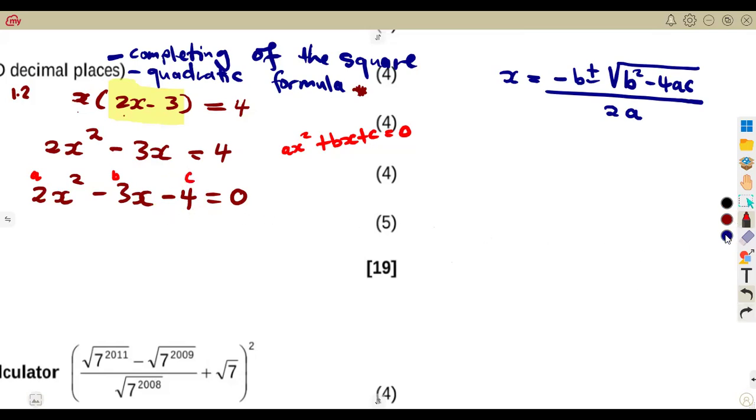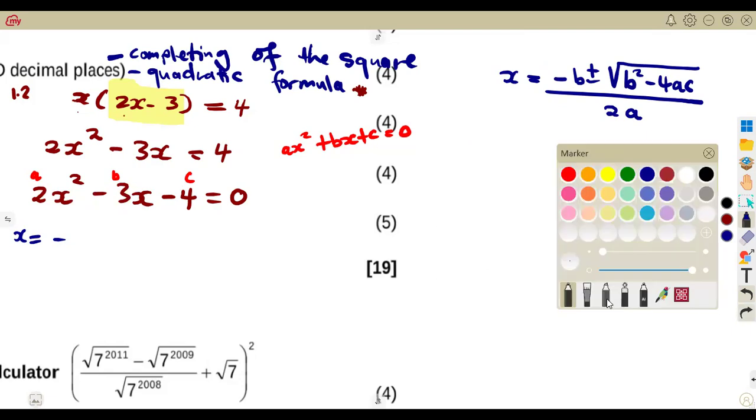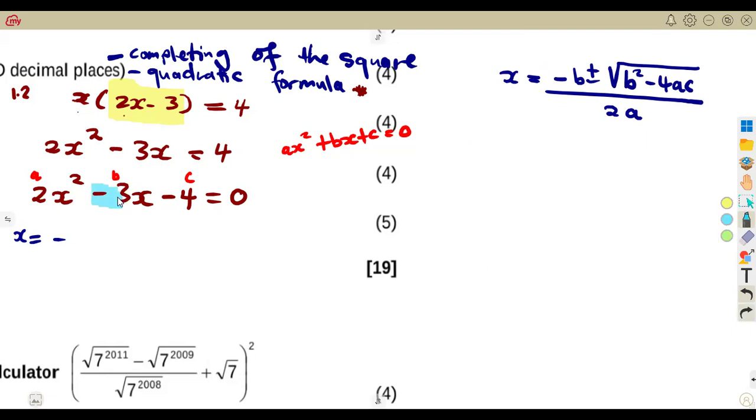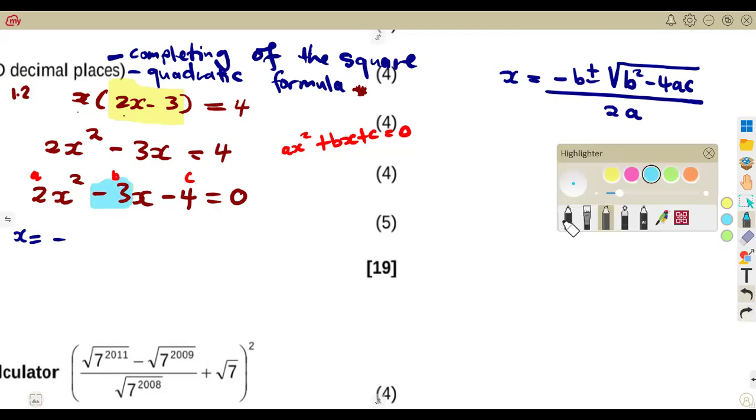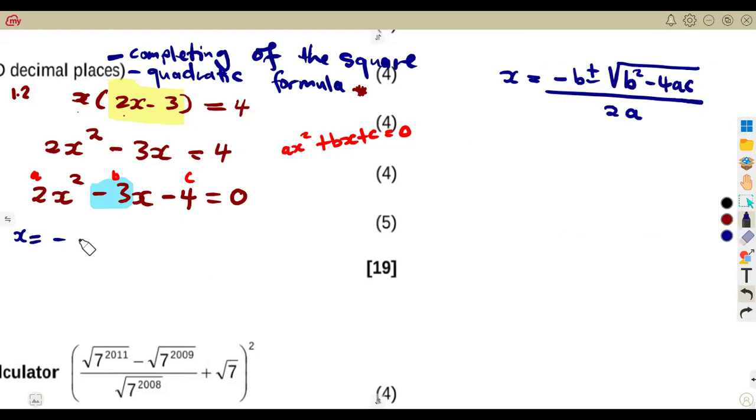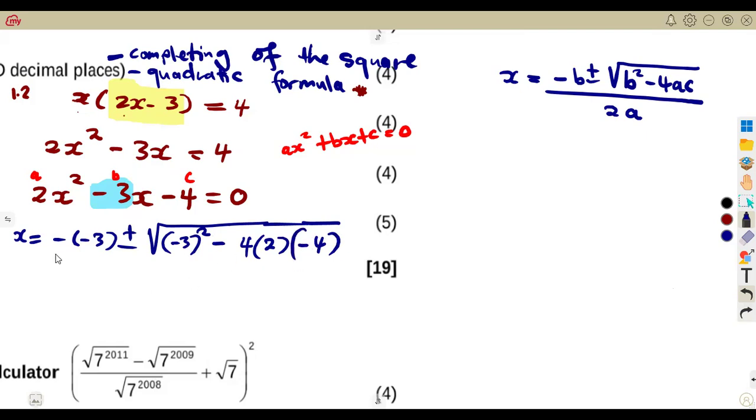So in that case, we are going to solve for x. That is, x is equal to minus b. What is our b? Take note, our b there is a negative 3. The b that we are having is already carrying a negative, so it's going to be negative, negative, which gives a 3, plus or minus the square root of b squared, so minus 3 squared, minus 4 times a, where a is 2, and c is minus 4. Remember, guys, you can just open brackets when you are solving. This is over 2 times a.